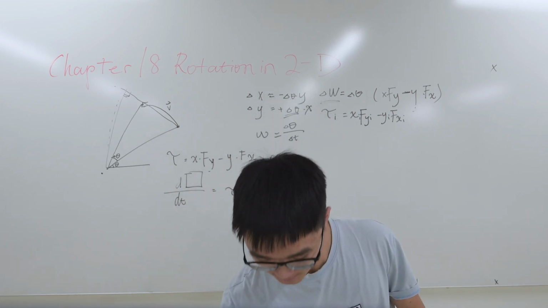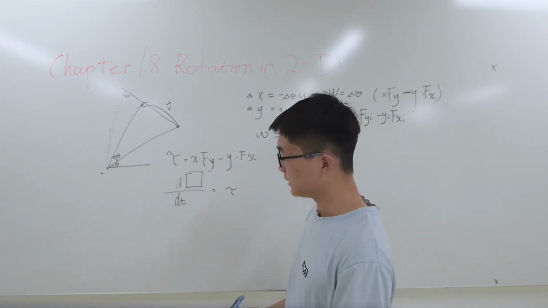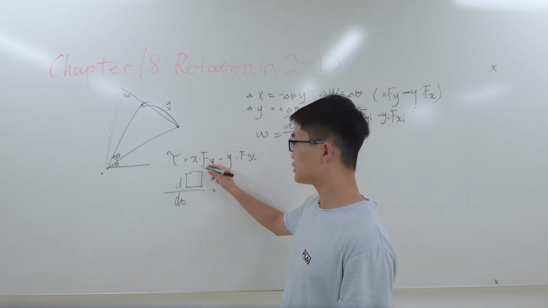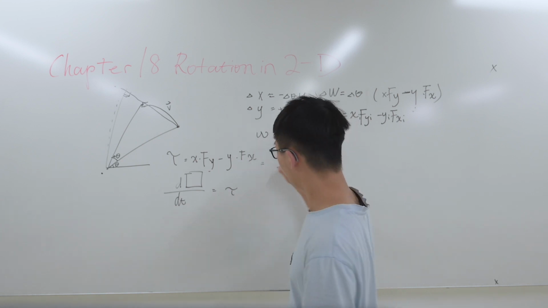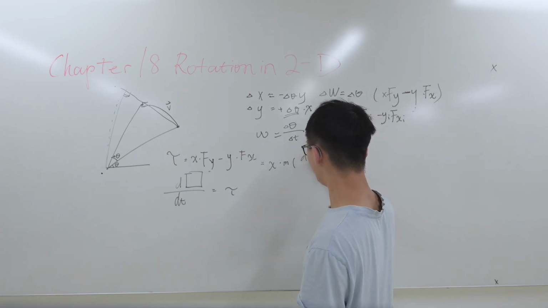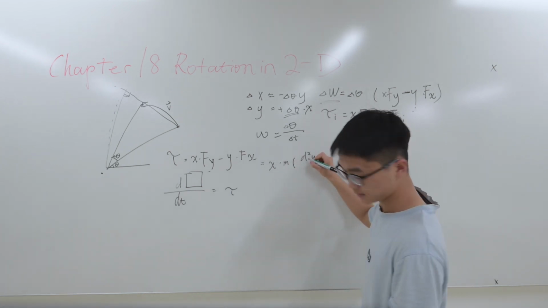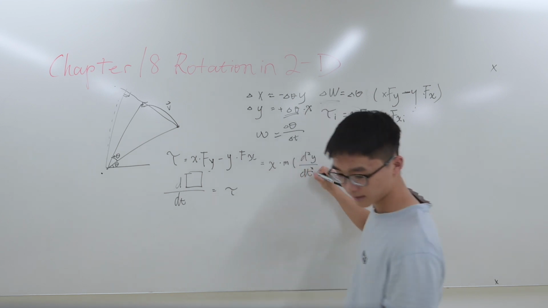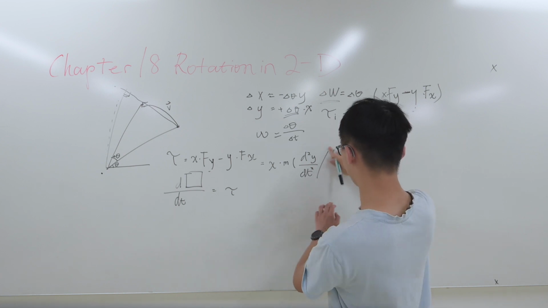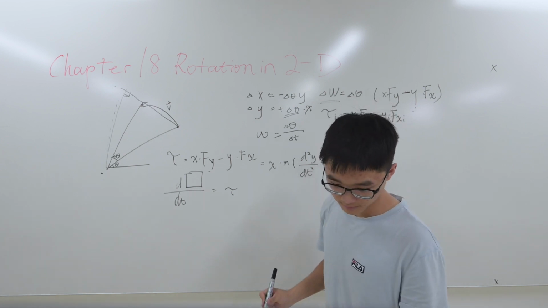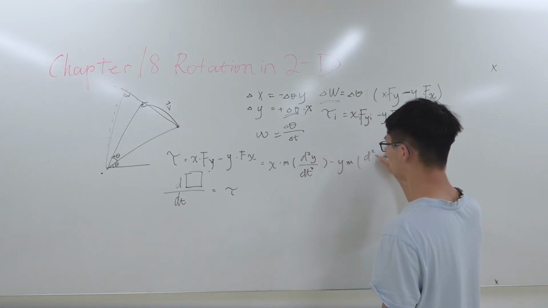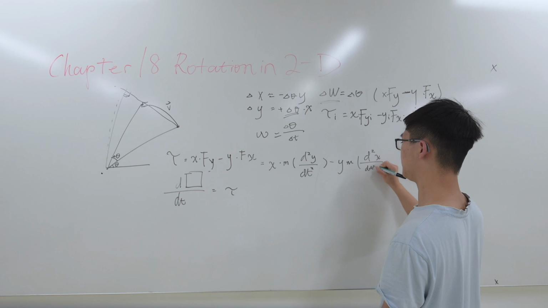So really, does it exist? And the answer is yes, because we can mathematically rearrange this formula into x times m d²y/dt² divided by, and then minus y m d²x/dt².